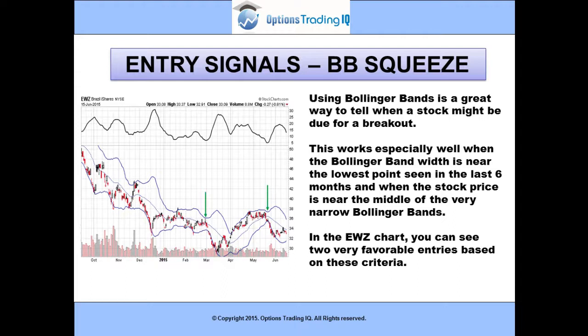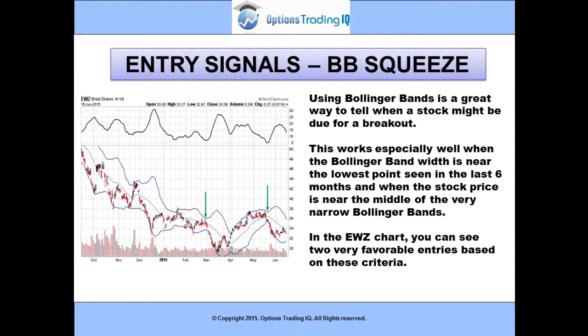In this chart of EWZ on the left, you can see two very favourable entries based on these criteria. Early March, that first green line, the Bollinger Band width, as you can see at the top, is very, very narrow, and the stock is near the middle, and then it has a pretty severe drop from 35 down to about 29. And again later on in May, very narrow Bollinger Bands, the stock's about in the middle, and it drops from around 36 down to about 32 over the course of 6 or 7 trading days.